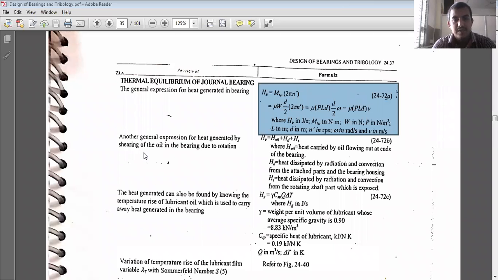Again in this, where mu, what is the mu? Coefficient of friction. Mu is equal to coefficient of friction. Now how to get coefficient of friction? Again refer the Mackey equation, not the Petrov's equation. Refer Mackey equation.